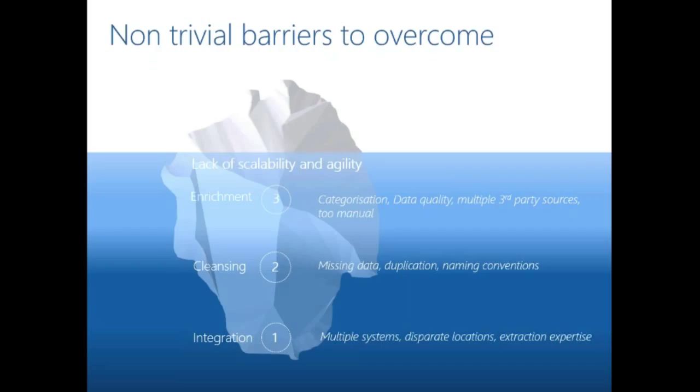Next phase, once we've got hold of the data, is the cleansing of that data. So adding in missing data points, deduplication, looking at naming conventions, normalizing names, and making sure that things in the data set are as clean as they can be. And once we've got that clean data set, we can then start to add additional information. So we can start to add data categorization, improving data quality. We can look at third-party data sources, reference databases, and so on and so forth to add even more value.